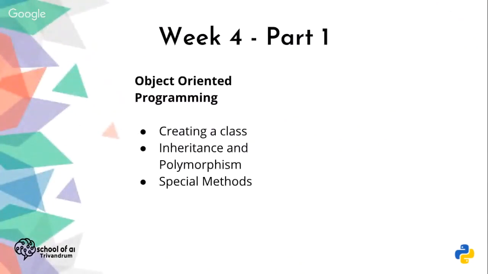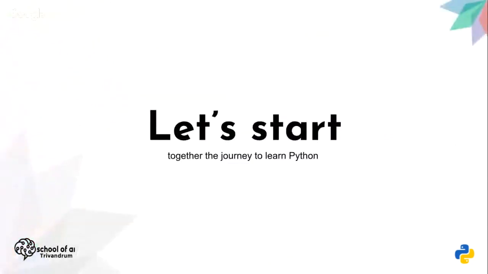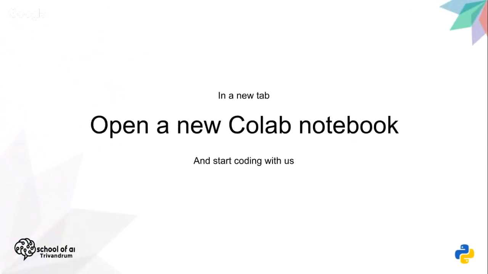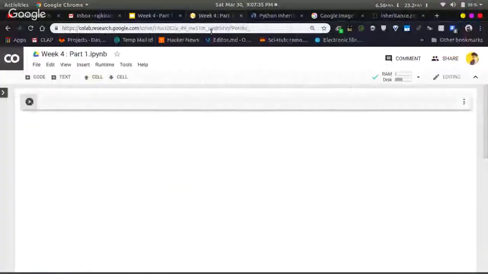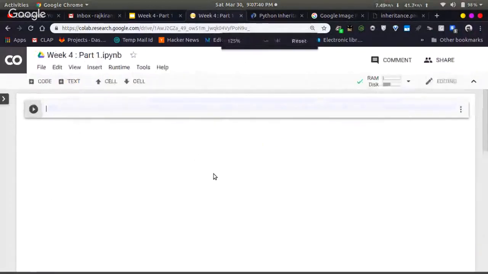Okay. Today we will be looking at object-oriented programming. We will look at how to create a class, how to create objects, inheritance, polymorphism, and special methods. So let's start. I request all of you to open the Colab notebook and start coding along with me.